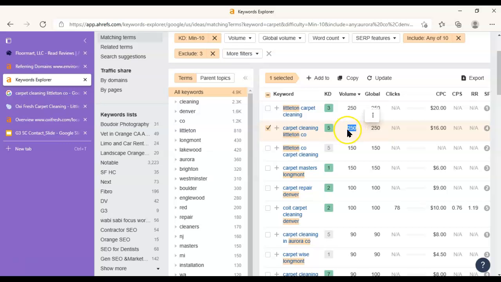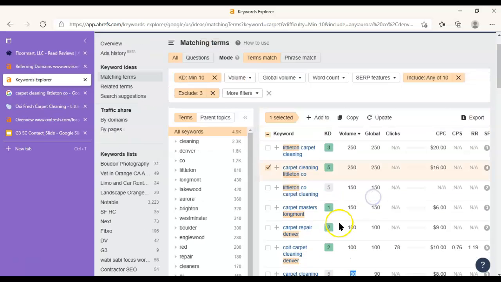So 250 people every month are looking for carpet cleaning Littleton, Colorado, and they're typing it just like that. Another 150 people a month are typing Littleton, Colorado carpet cleaning. It's very similar to you and me. It means the same exact thing, but to Google, this is two separate things, so it separates it out. You can see how it stacks up and starts adding up, and there's a lot of people looking for your services.